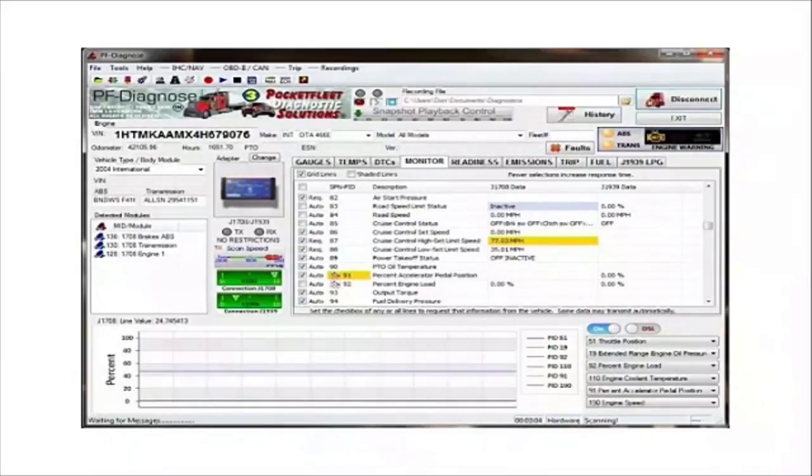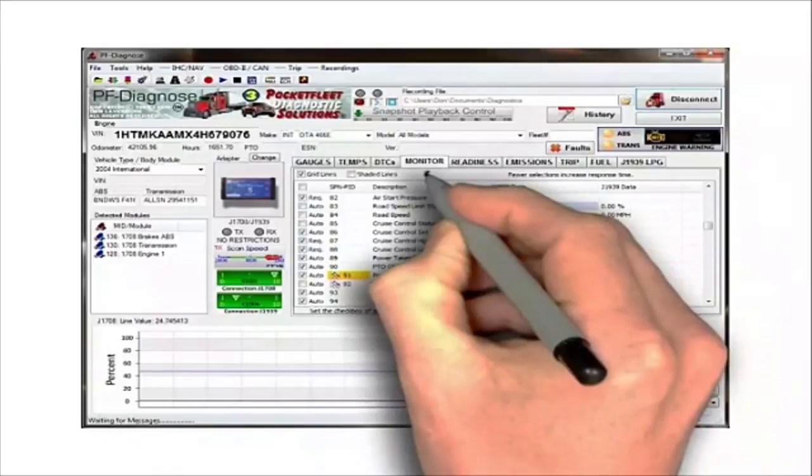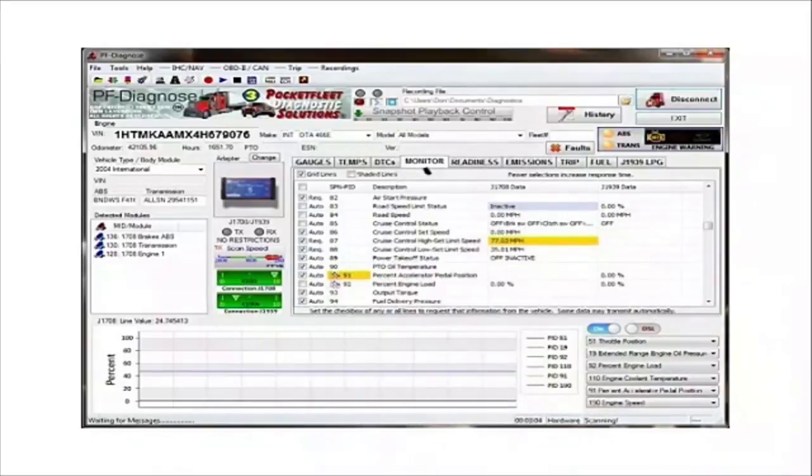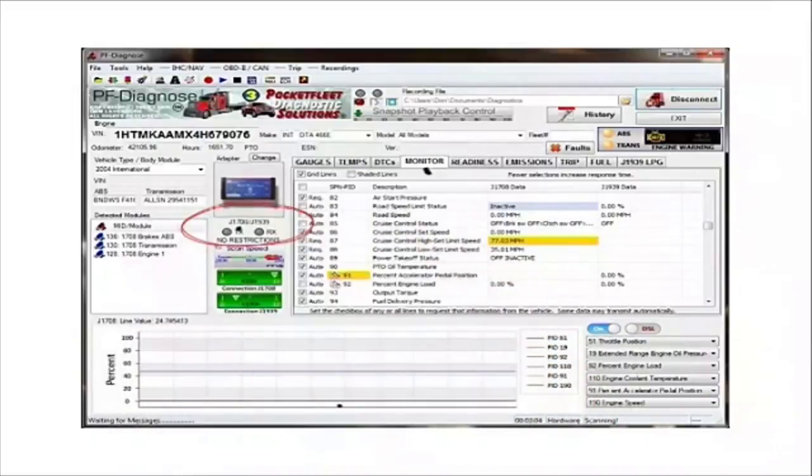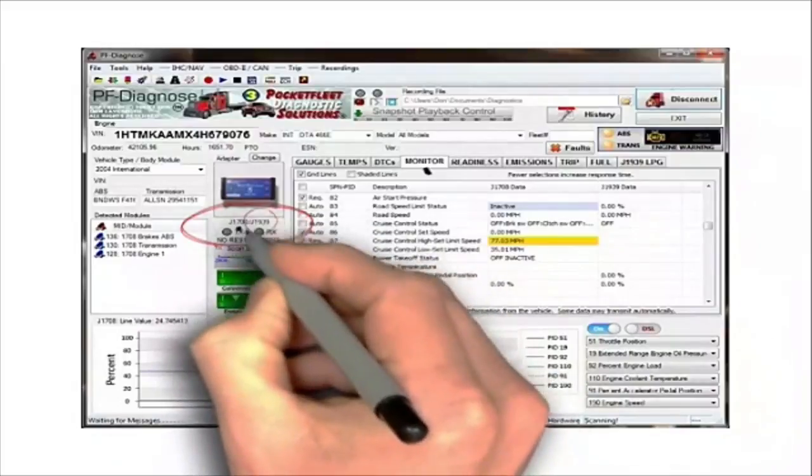Hello. In this tutorial, we are going to look at the data monitor, the protocol, and the graph, and how they relate to each other. In this example, you'll see that we have connected to a vehicle using J1708. However, we have selected the box Use Both Protocols, J1708 and J1939, and this is indicated by the J1939 following J1708.